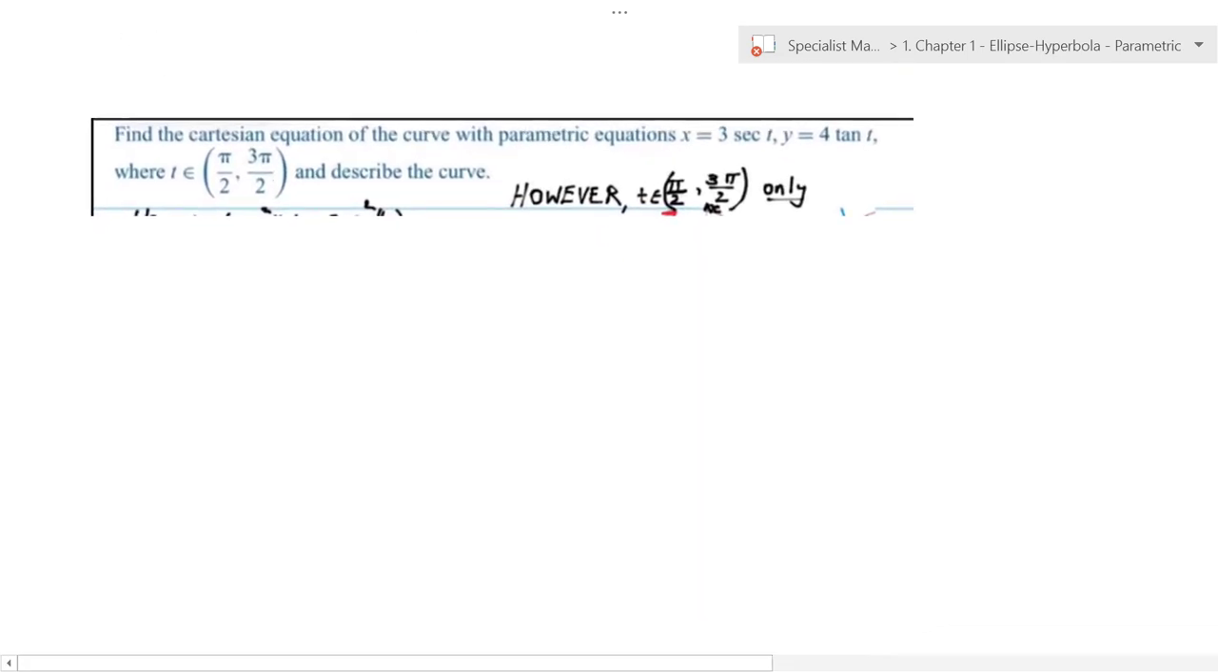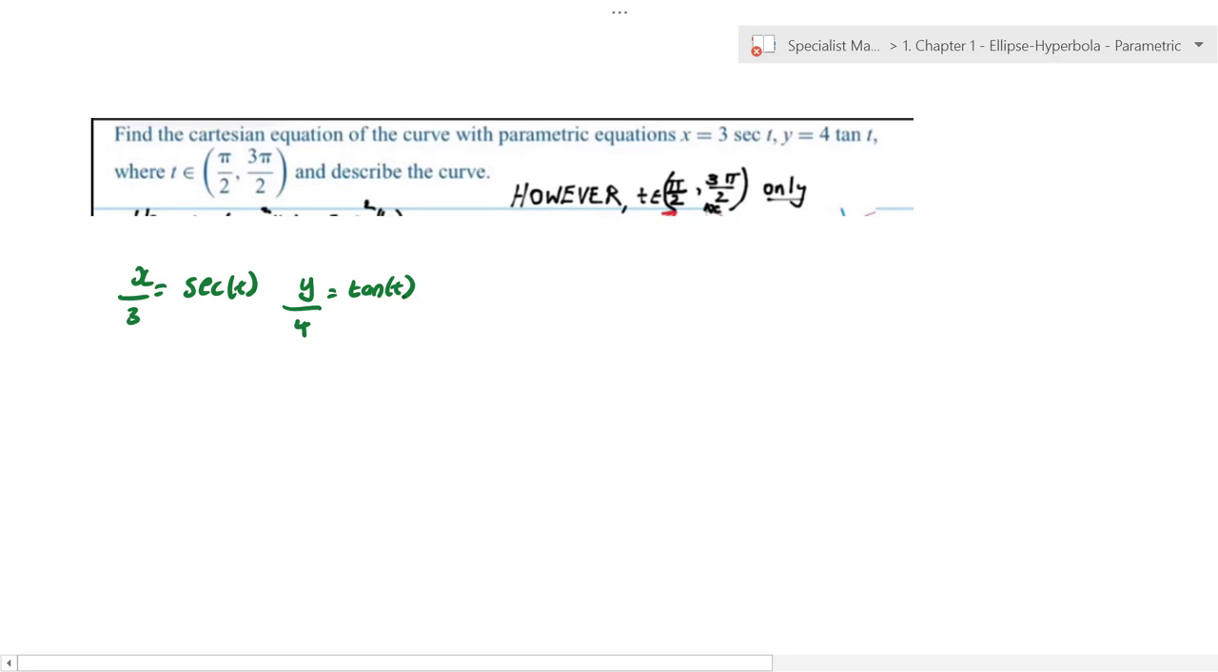So find the Cartesian equation of the parametric equations, sec t and tan t. First of all, let's have a look. Sec t, tan t, what does it mean? What's the shape going to be? A hyperbola, absolutely. So we don't have to show anything. We're going to just go straight to x over 3 is equal to sec t, and y over 4 is equal to tan t. We know that it's a hyperbola straight away.